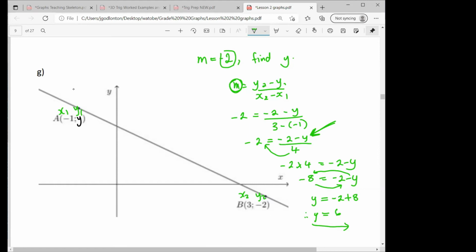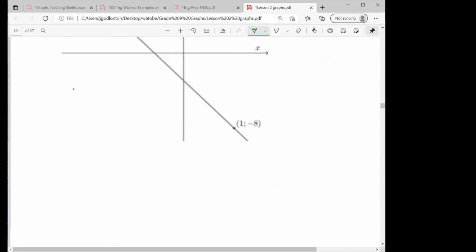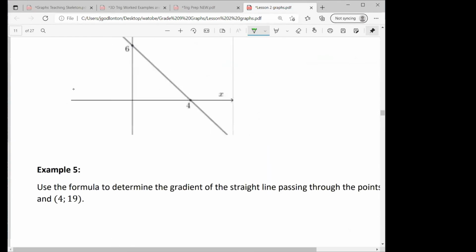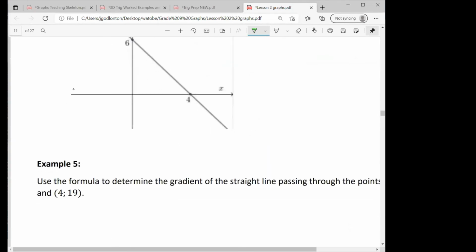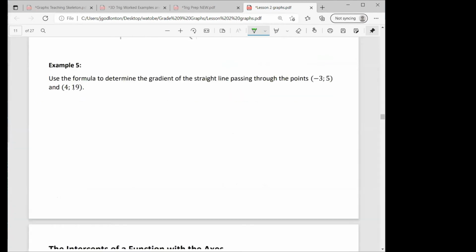Okay. I'm going to scroll down and I'm going to give you a different kind of question again. And then I'm going to give you some negative numbers. This one.